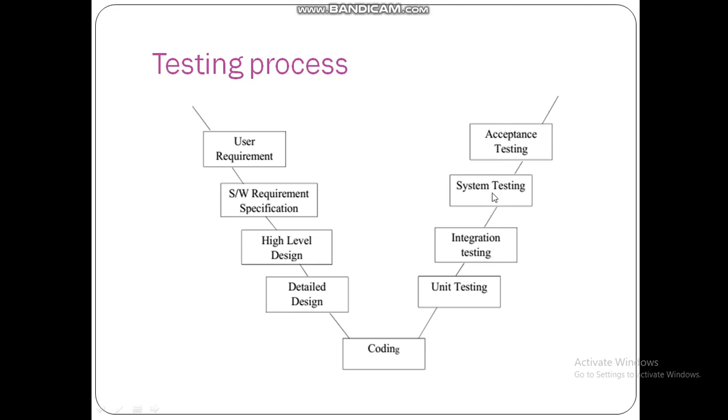System testing means we combine all the modules and test the entire project, the entire system; that is called system testing. Acceptance testing means checking whether the project we implemented satisfies the user needs or user requirements. When the user is satisfied with the project, the testing is called acceptance testing.